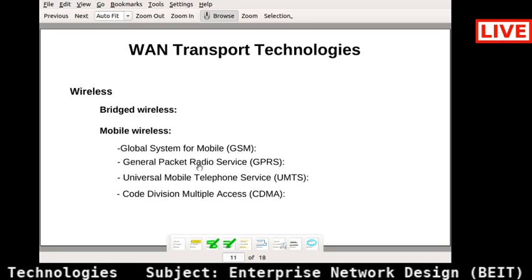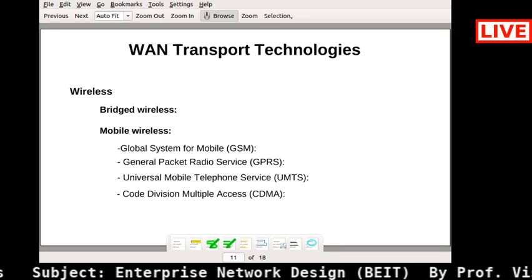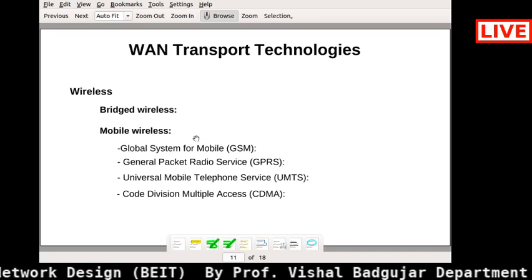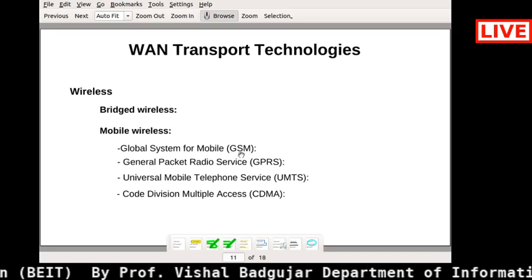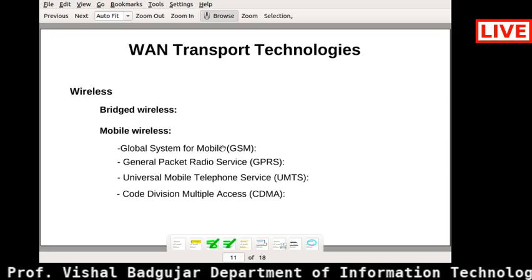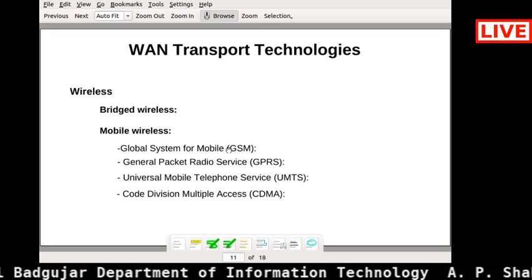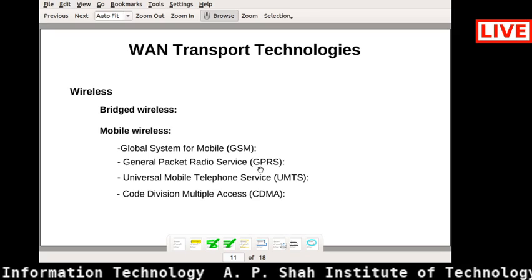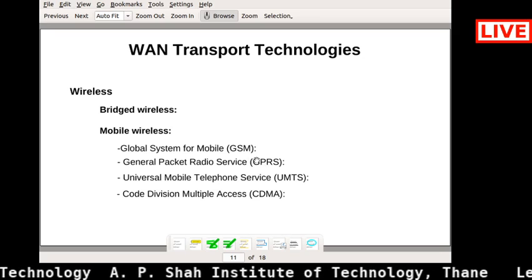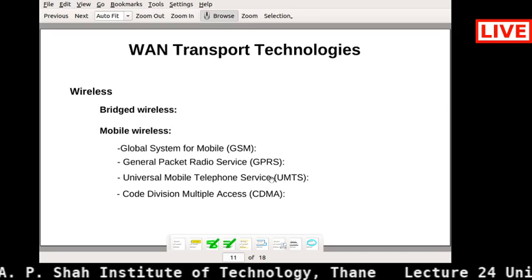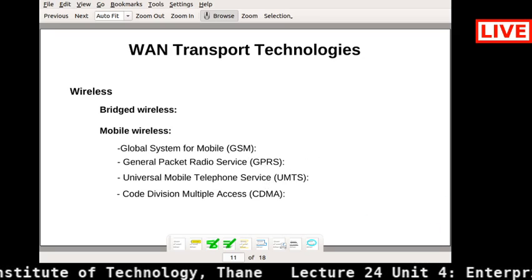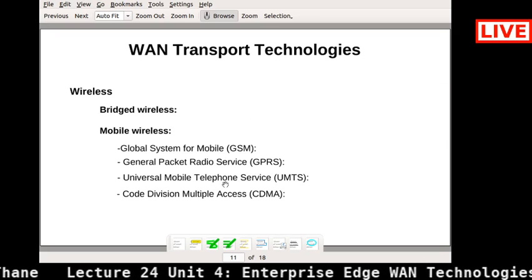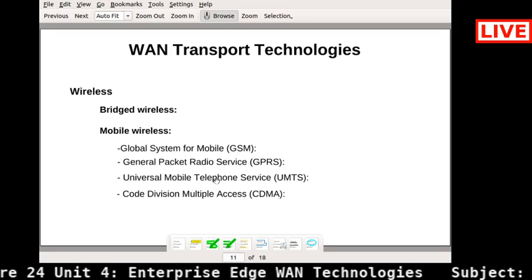Then the next one is the General Packet Radio Service, GPRS, which extends the capability of GSM and also supports data transfer. The speed generally offered to customers or clients is 64 kbps to 128 kbps, ISDN speed.